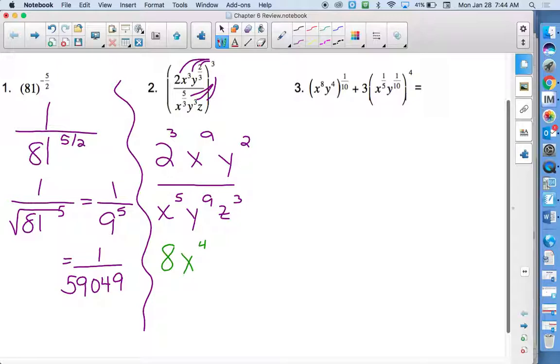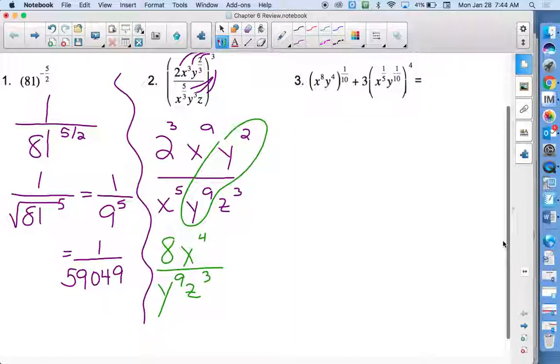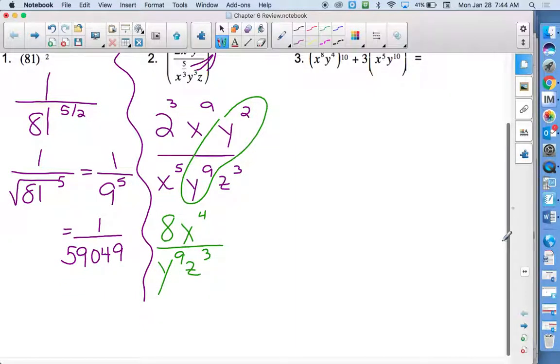Is there anything else on the top of this fraction? No. So on the bottom, we have the y's. Well, the larger power for the y is in the denominator, so that means it should remain in the denominator. And then there's a z cubed. It has nothing to combine with. It's on the bottom of the fraction. It remains on the bottom of the fraction. So we have 8x to the 4th, and then y to the 9th is z cubed in the denominator.